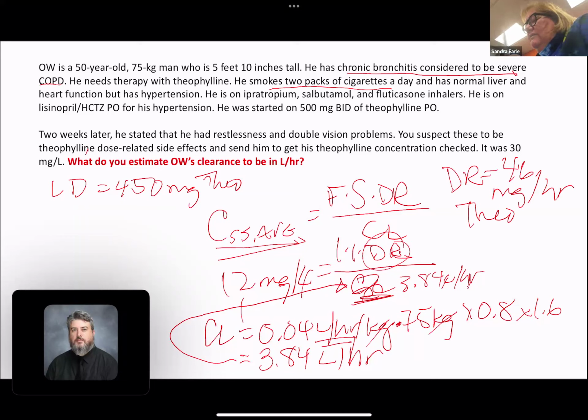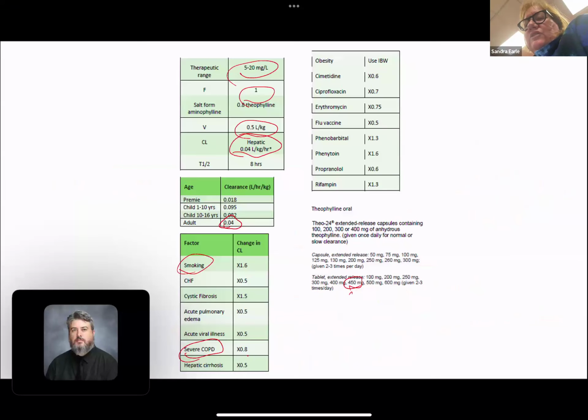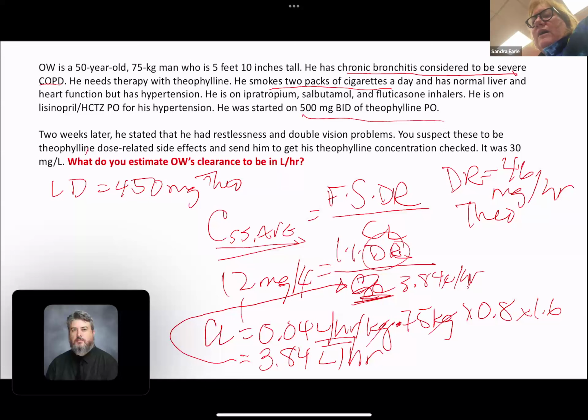So I got 1105. So probably I'm going to recommend 1,000 a day to get to that 500 BID, which is how we got to that probably, right? So again, let's look and see what's available. We do have 500 milligrams available. So I would probably recommend 500 milligrams Q12 of theophylline.